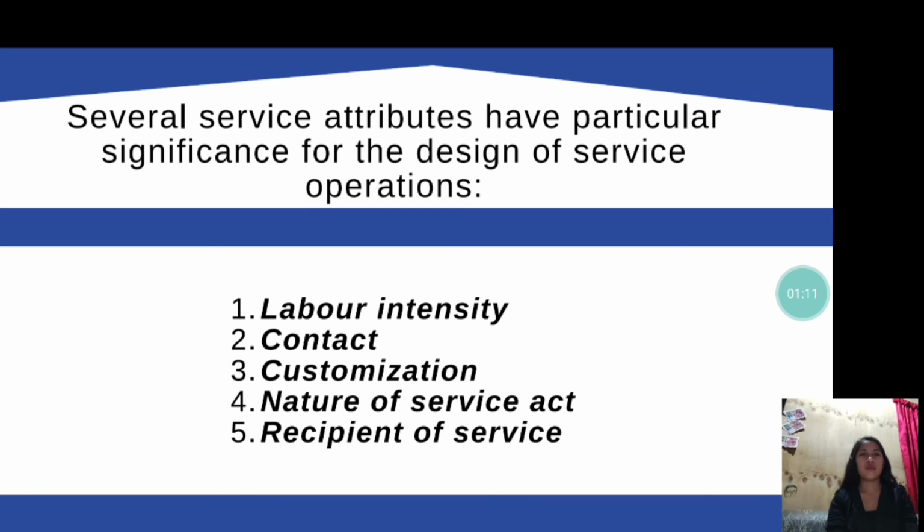Next is customization, which includes the choice, providing one or more selections from a range of options, which can be single or fixed, and adoption, the interaction process in which the requirement is decided, designed, and delivered to match the need. Next is nature of service act, either tangible, perceptible to touch, and can be owned, or intangible. And lastly, the recipient of service. It's either people or things.